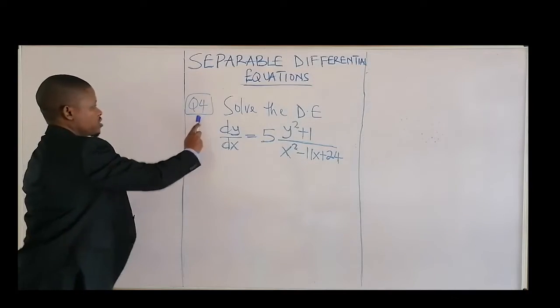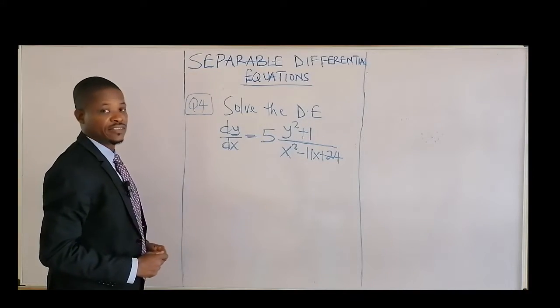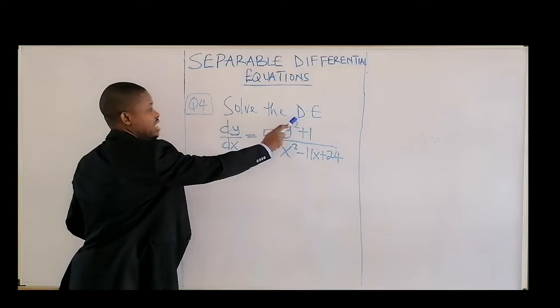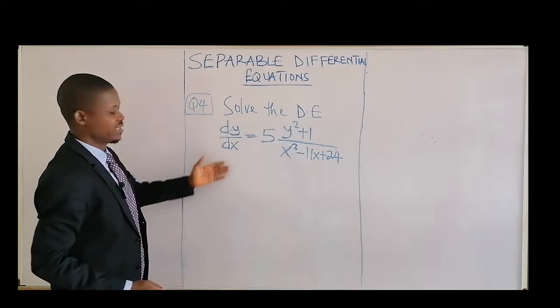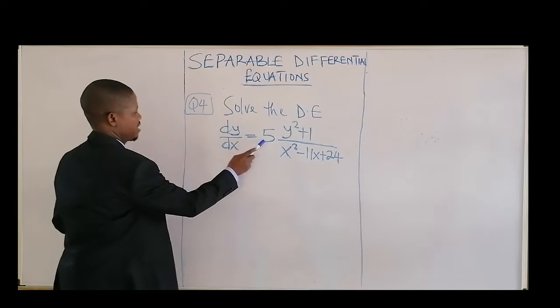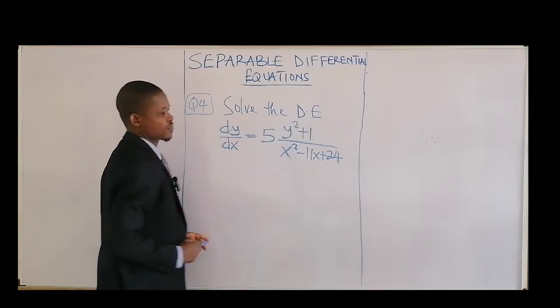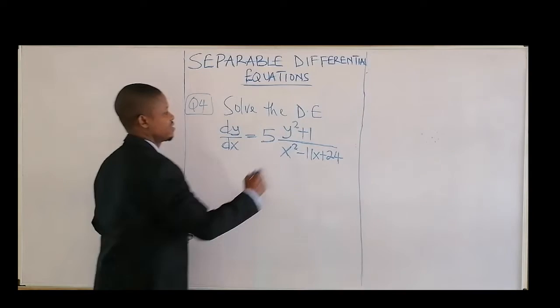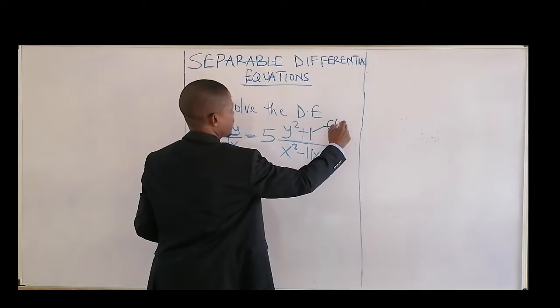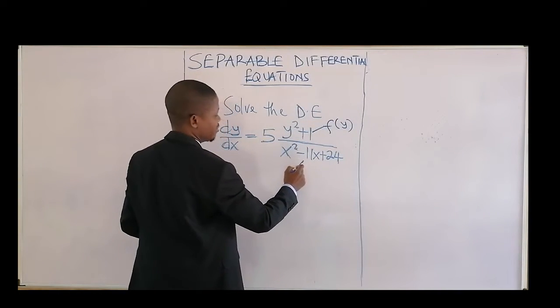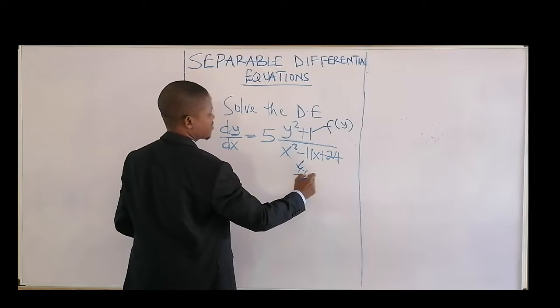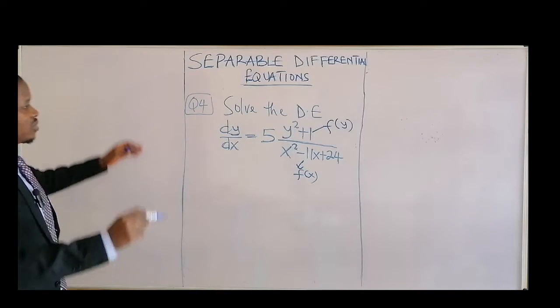So, question 4: solve the differential equation. And we have this. This 5 here means 5 times this fraction. Don't forget that this numerator is f of y, and this denominator is f of x. So let's separate the variables.